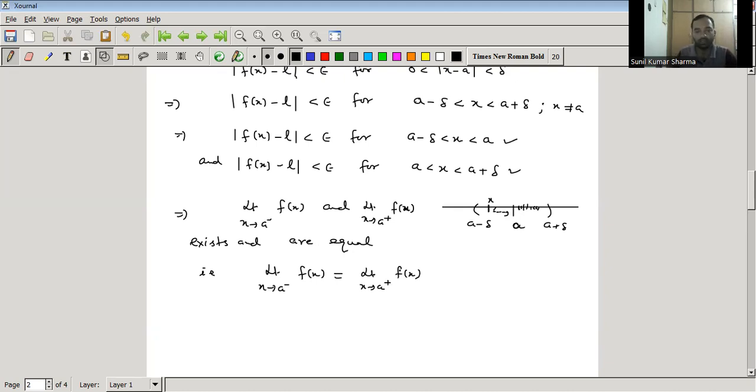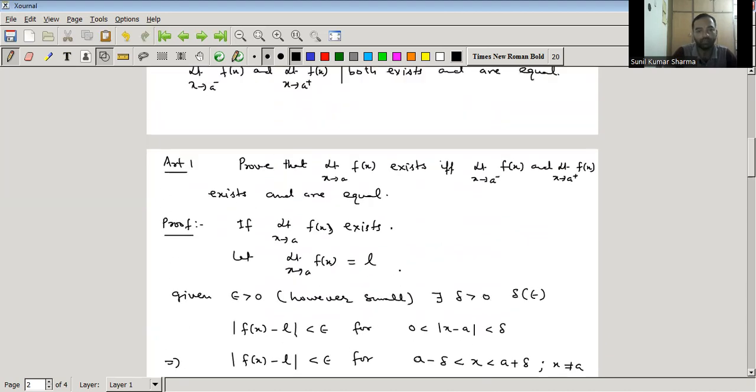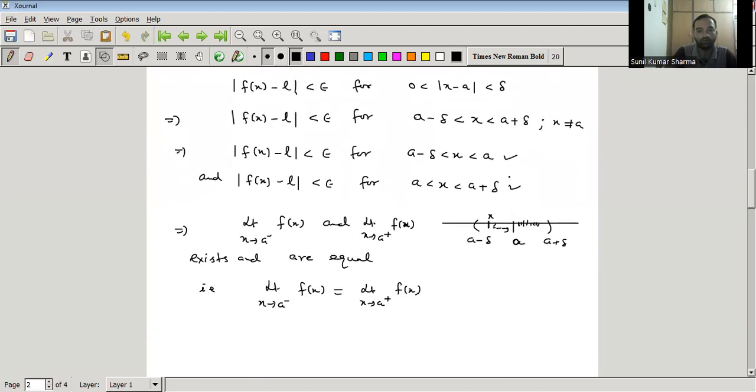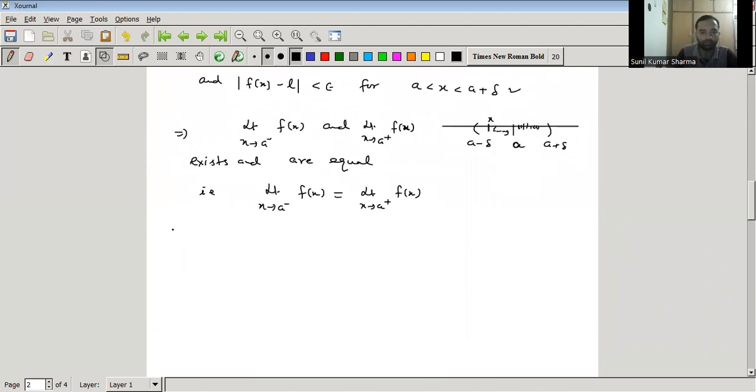So the first part is over. We started with the limit of f(x) existing, and we proved that the left hand limit and right hand limit at point a exist and are equal. Now, conversely, we start with the left hand limit and right hand limit both existing and being equal. This is given. Now we have to prove that the limit at that point exists and equals L.